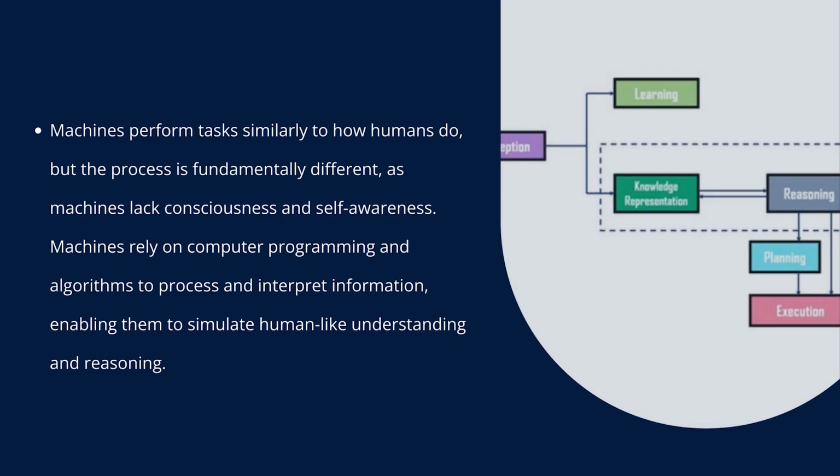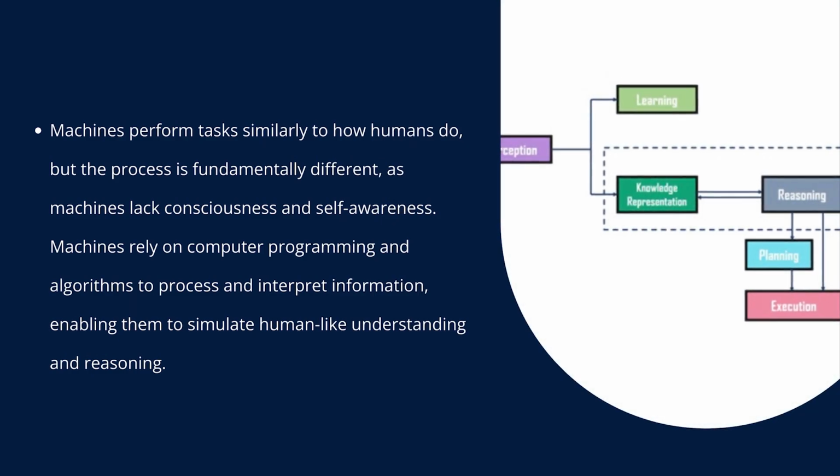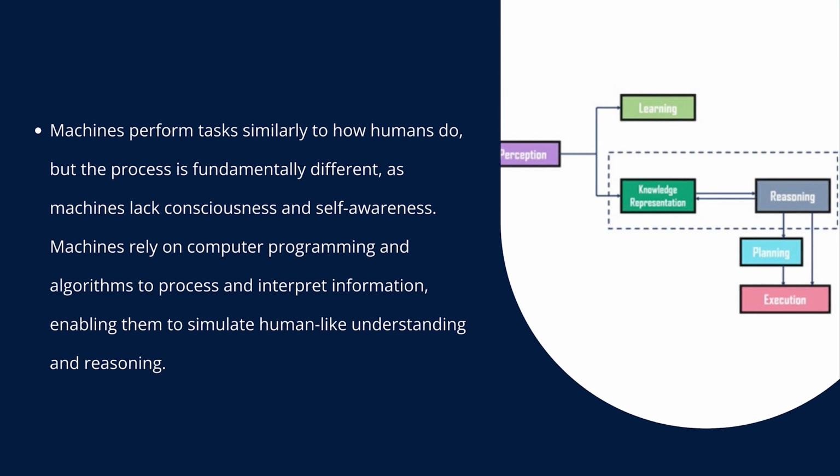In today's lecture, we are going to learn about Introduction to Knowledge Representation and Reasoning. Machines perform tasks similarly to how humans do, but the process is fundamentally different as machines lack consciousness and self-awareness. Machines rely on computer programming and algorithms to process and interpret information, enabling them to simulate human-like understanding and reasoning. Here is a brief overview of how machines perform tasks.